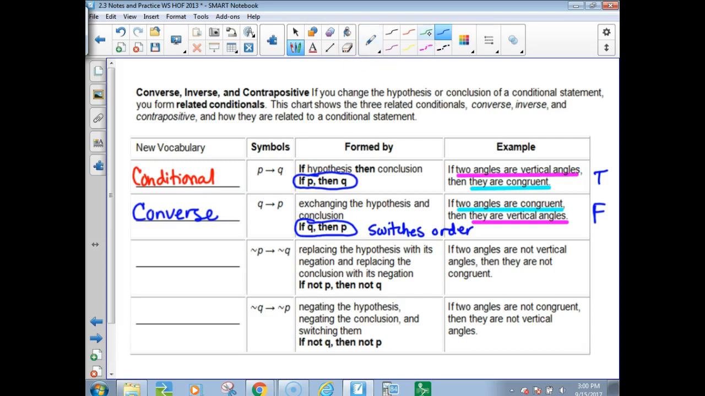All right, next we're going to talk about the inverse of the conditional statement. Now, the inverse negates the hypothesis and the conclusion. So it goes back to the original statement, but it says not P and not Q. So if not P, then not Q. And this little squiggly means not. That little squiggly symbol in front of the P and the Q.